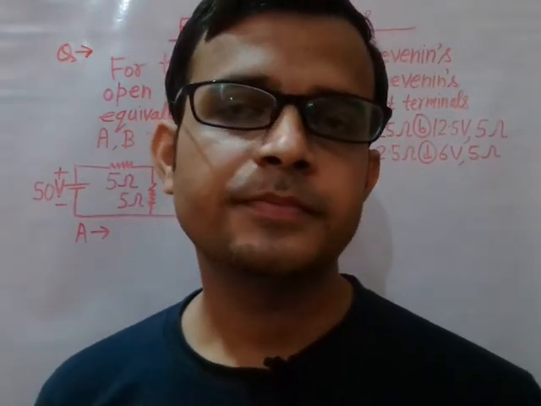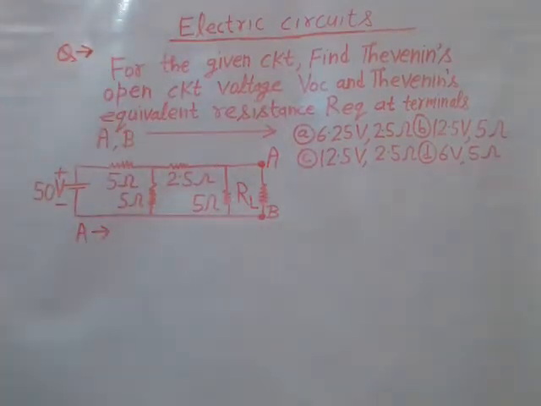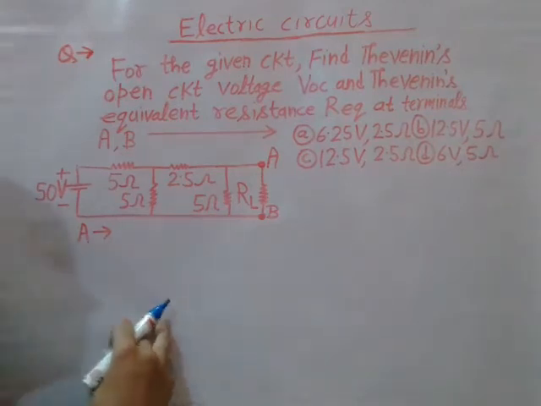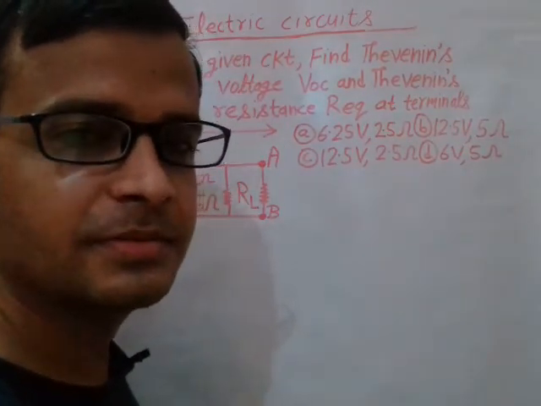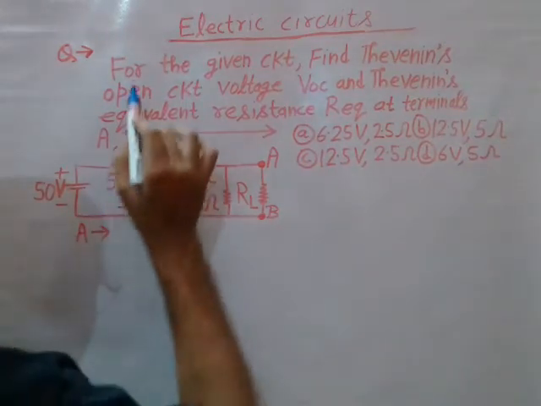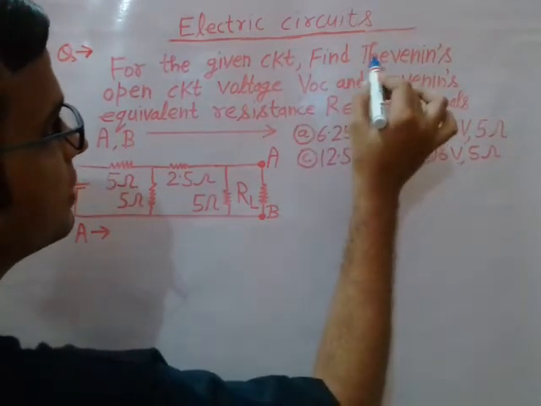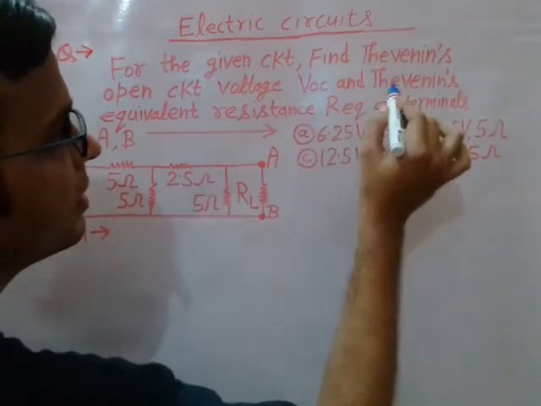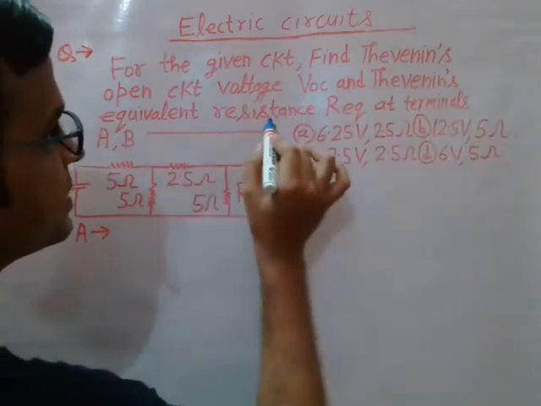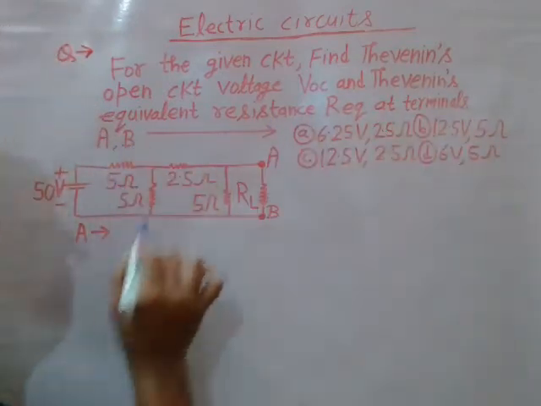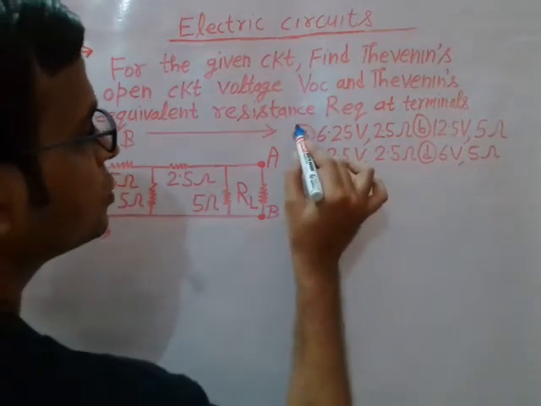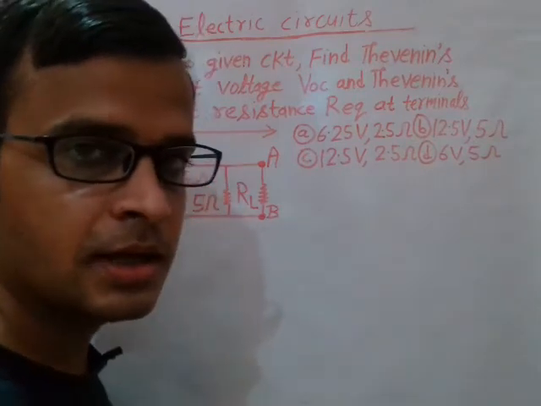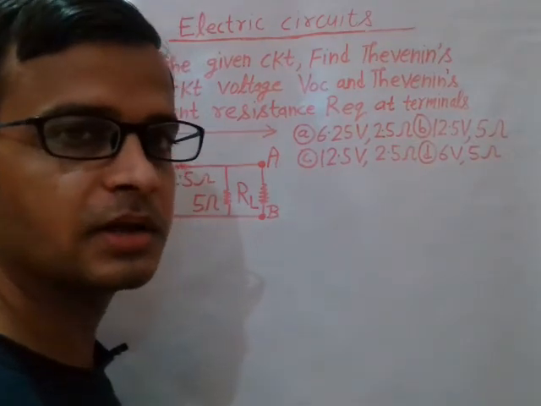So this question has been asked in your EAC 2017 examination. Please read the question statement. For the given circuit, find Thevenin's open circuit voltage VOC and Thevenin's equivalent resistance R equivalent at terminals A and B. Out of the four options A, B, C and D, only one option is correct, and you have to choose that correct option after calculation.